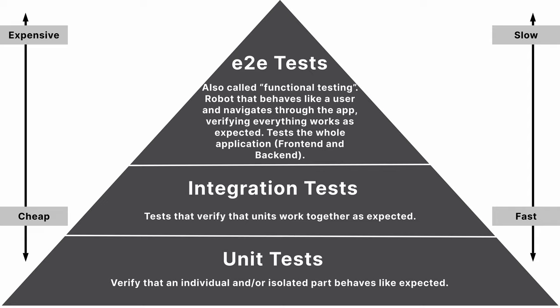So if one function is using another, or a class uses something from another class, we test that this works fine. And then we have the E2E tests that we will do now, also called functional testing. It's basically a robot that behaves like a user, navigates through our app and verifies that everything works as expected. This will test the whole application because it's clicking in the frontend, but the frontend is also just making the normal requests to our backend, so we can check that everything in our application works right.